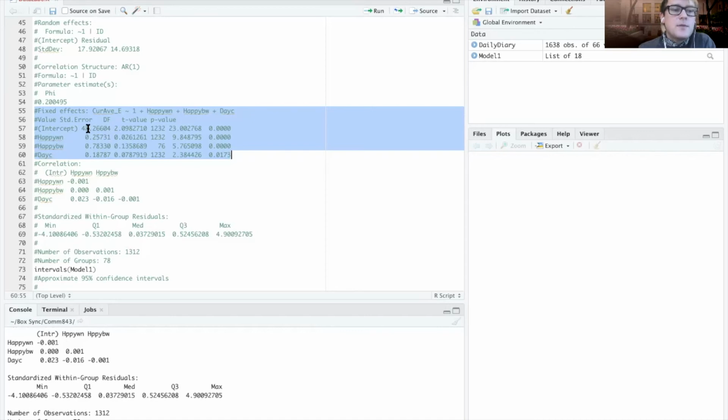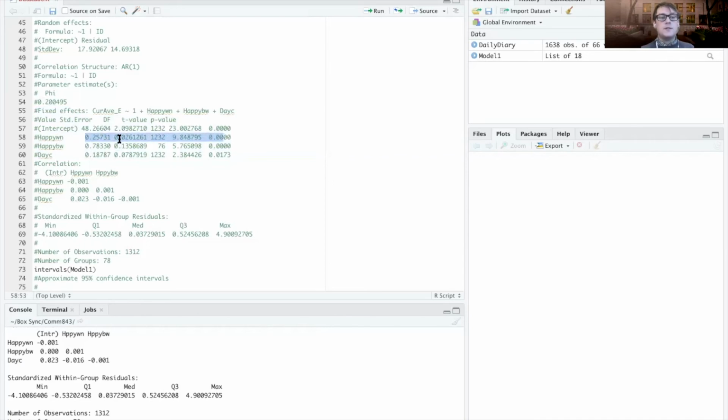So here's the intercept, which is the average curiosity when all the other predictors are 0. Significantly different from 0 is what this p-value is telling you. And then this is your coefficient telling you about the within-person association between happiness and curiosity. So it's positive and it's significant. So it's saying that as a person's happiness increases, their curiosity also increases. And so you can think of this as pooling everyone's data and giving you an estimate for the prototypical person in your sample.